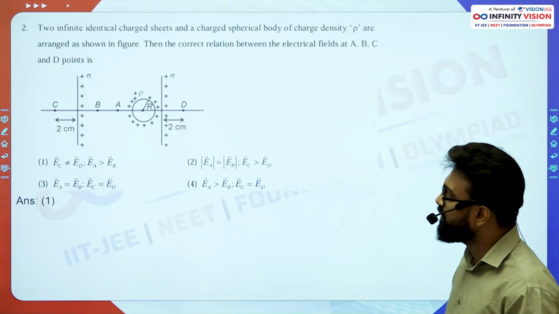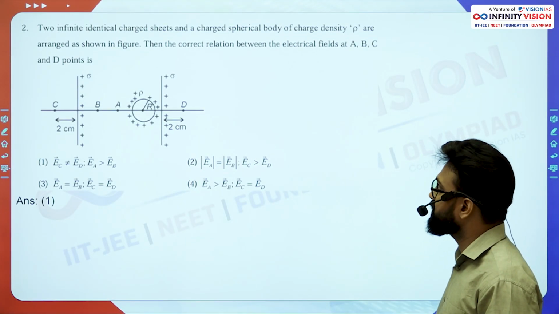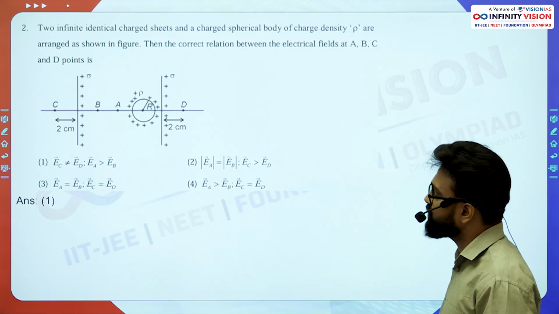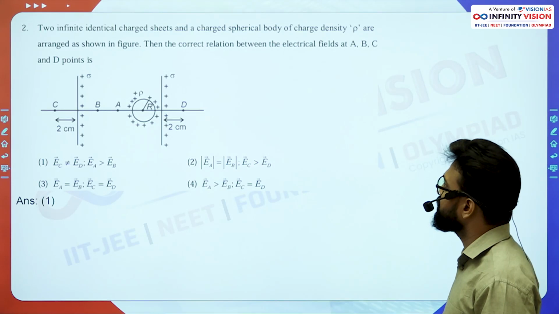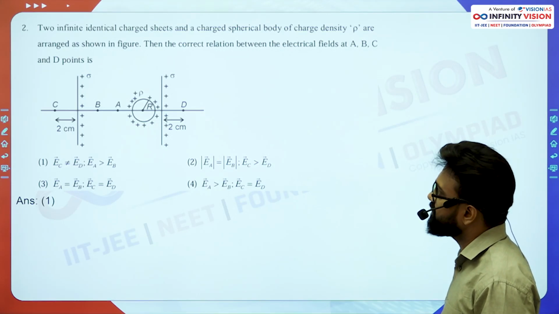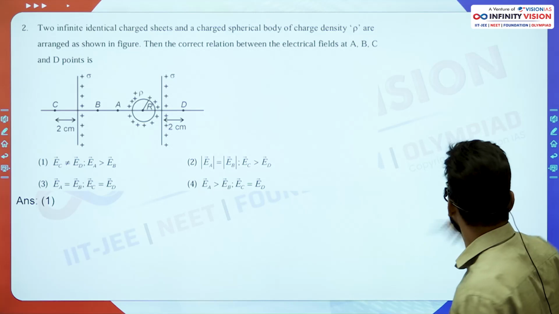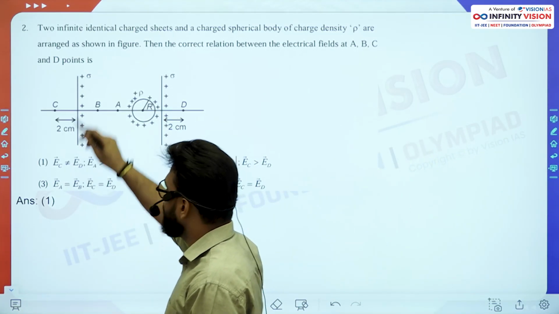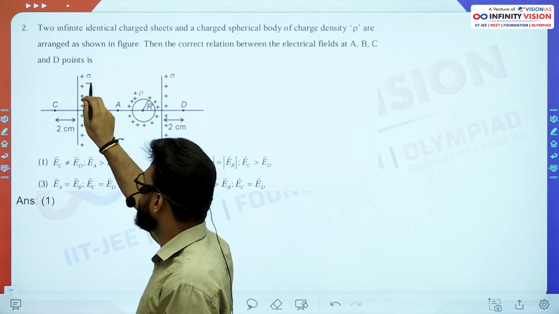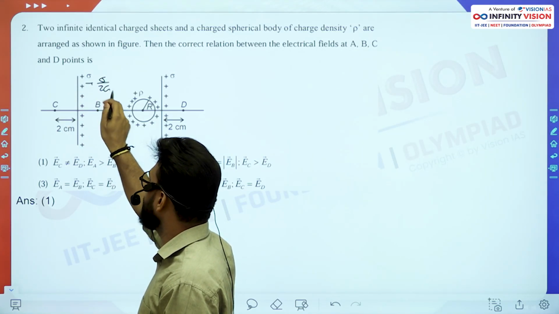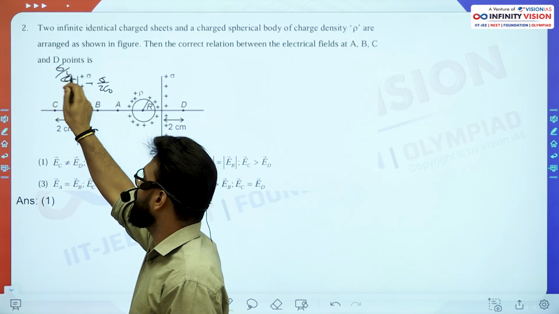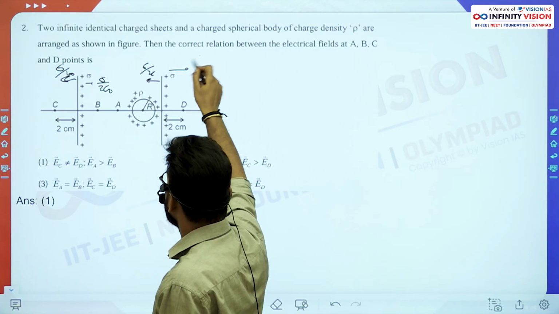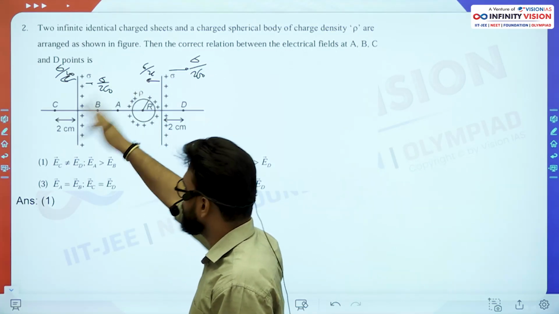Next, two infinite identical charged sheets and a charged spherical body of charge density rho are arranged as shown in the figure. Then the correct relationship between the electric field at points A, B, C and D is. We have been given these sheets. Electric field because of each sheet will be sigma by 2 epsilon naught, don't you think? For this also it would be sigma by 2 epsilon naught, on either side of the sheet.